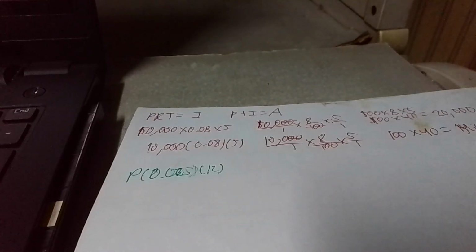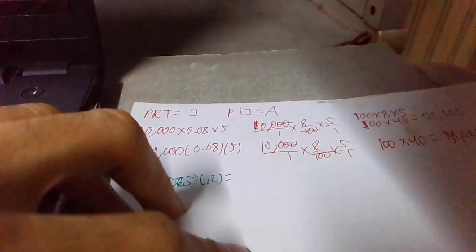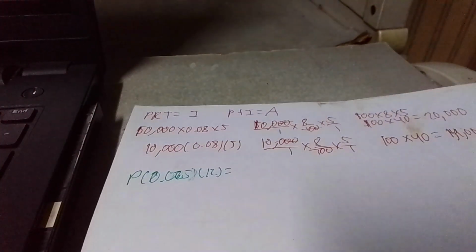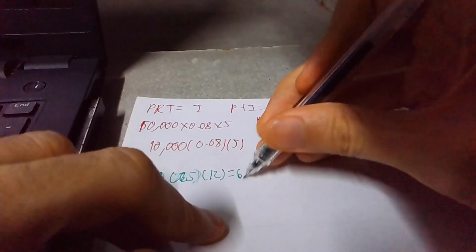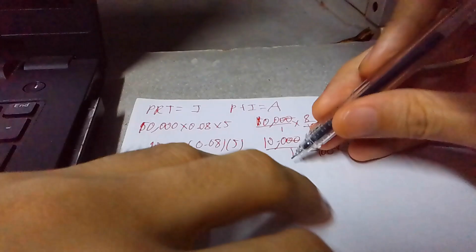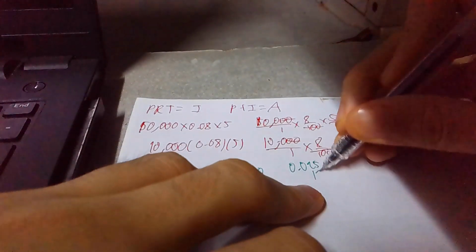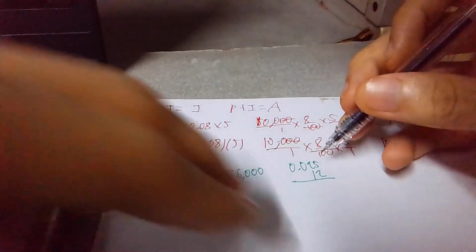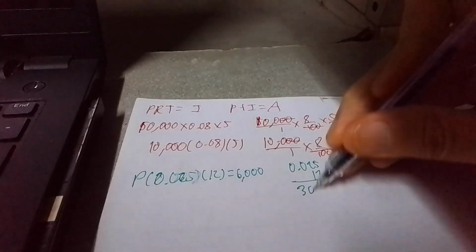I'll lay it out like this, you can see. Equals, what's the answer? 6,000 pesos, right? So, what's 0.025 times 12? Remember, that's 25 times 12. 25 times 12 is already 300, right?